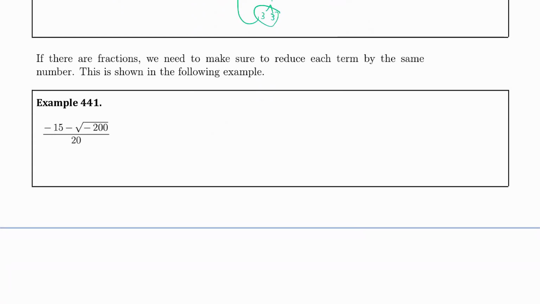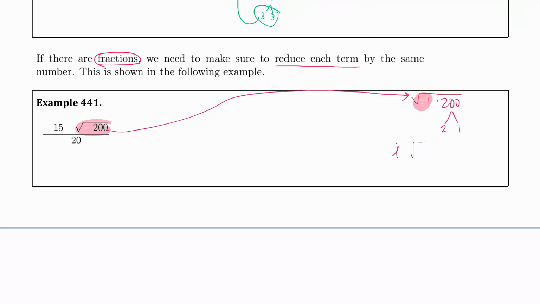Okay, on this last one, it says if there are fractions, we need to make sure to reduce each term by the same number. This is shown in this example. So, for example, really quick, I'm going to take this radical, and I'm going to go ahead and simplify that. In my head, I'm just going to write that as negative 1. Actually, let me scoot it way over here so it's out of the way. I'm going to write this as negative 1 times 200. And then I'm going to simplify the square root of 200 just knowing that the square root of negative 1 is i.